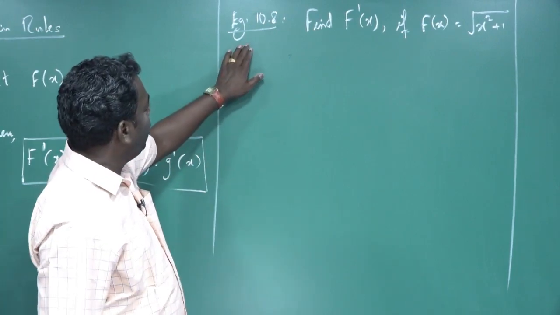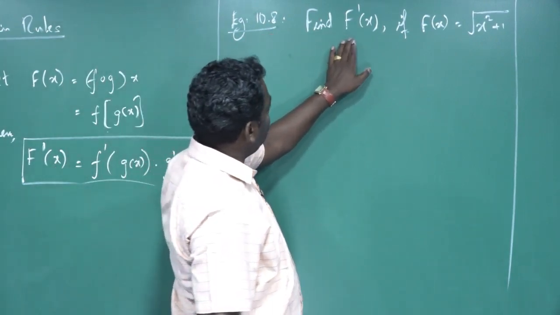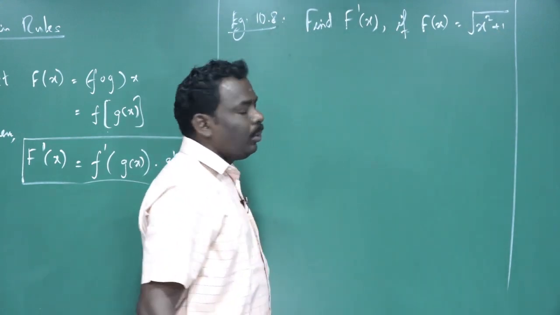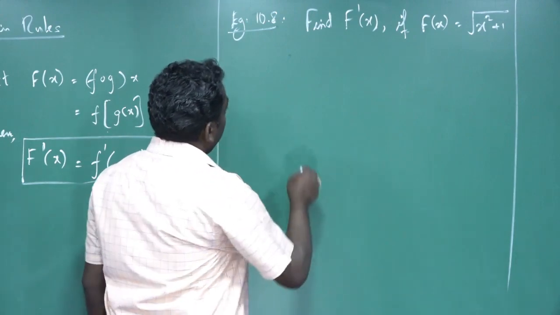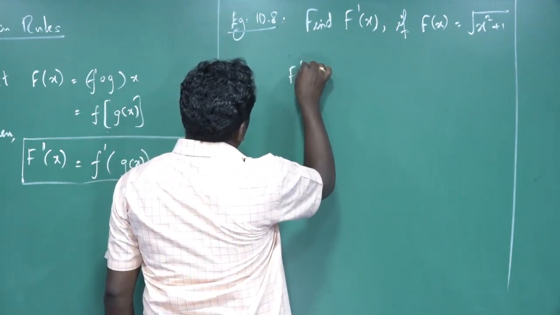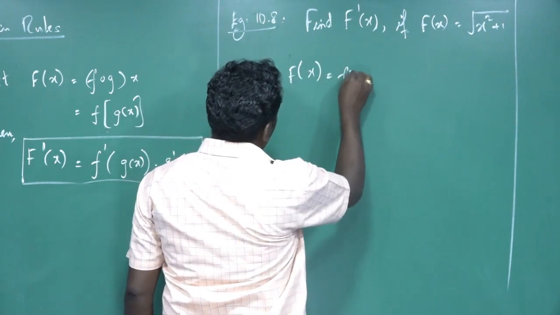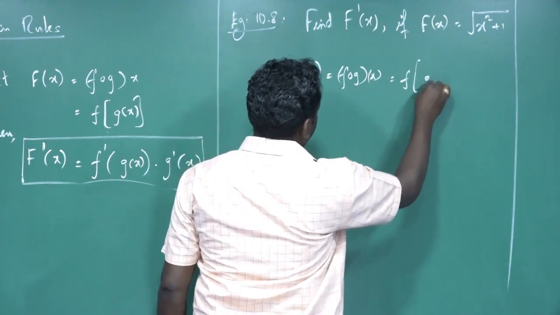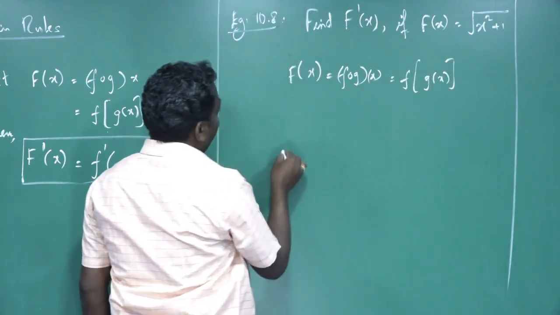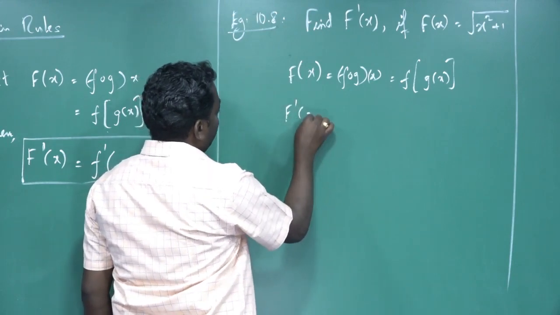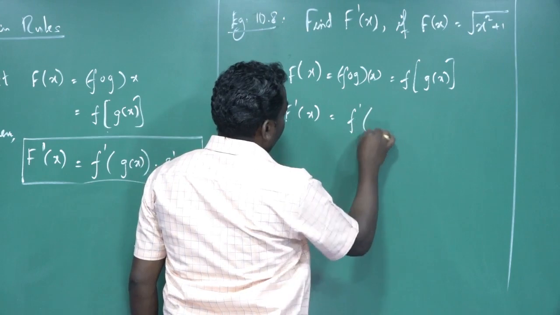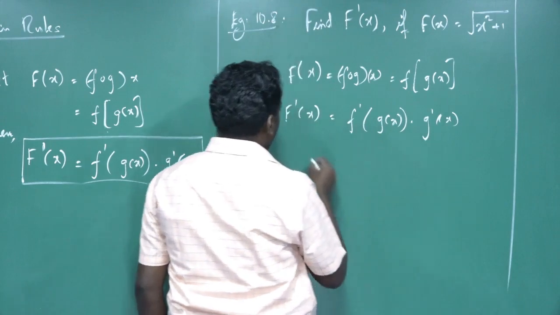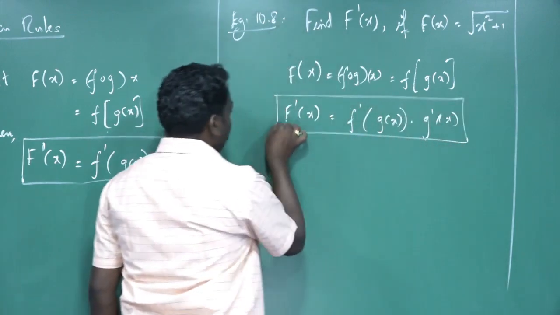Okay, example number 10.8. Find f dash of x if f of x equals square root of x square plus 1. Apply the chain rule to differentiate this given function. Now we know f of x is equal to f composed with g of x, and we can write f of g of x. If you differentiate this function, the derivative becomes f dash of x equals f dash of g of x into g dash of x. It is a property, the chain rule. Using this chain rule, we have to differentiate this equation.